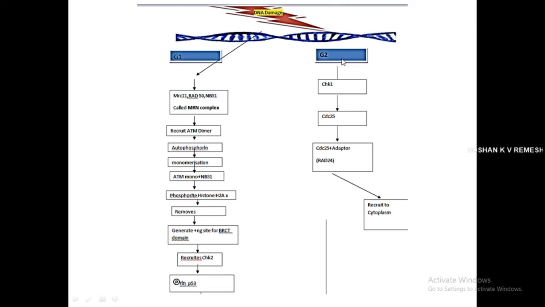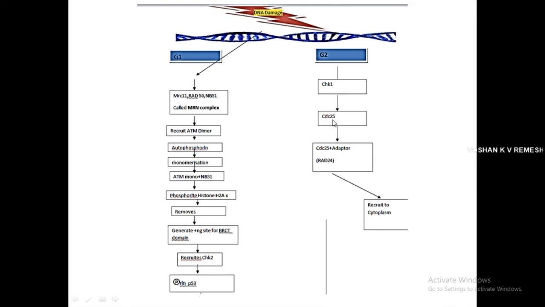So once again, DNA damage during the G2 phase of the cell cycle recruits the MRN complex, which recruits the ATM dimer. Autophosphorylation happens over here. Then monomers of the ATM bind with NBS1 of the MRN complex. Then this ATM along with the MRN complex phosphorylates H2A. Then these histones get disassembled from here. Then this DNA damage gets revealed. Then instead of CHK2, here it is CHK1 that gets assembled over here. Then that CHK1 phosphorylates CDC25.